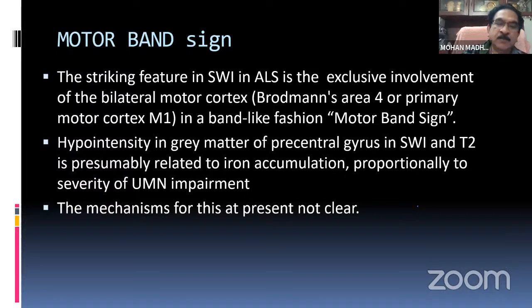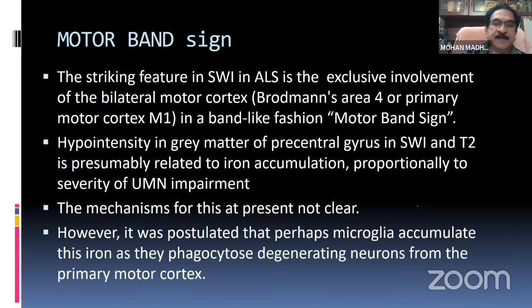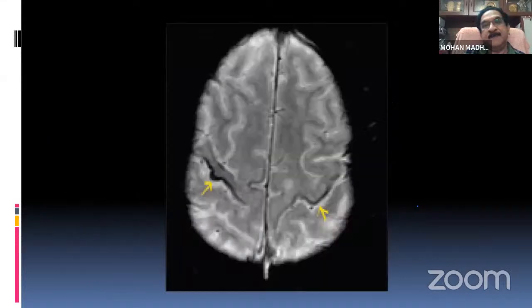Why this blooming occurs is not exactly clear. It is postulated that perhaps microglia accumulate this iron as they phagocytose degenerating neurons from the primary motor cortex. This is a postulate. This one is the textbook picture. Okay, that's the case. So any questions in this case?